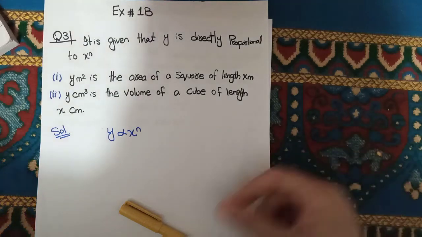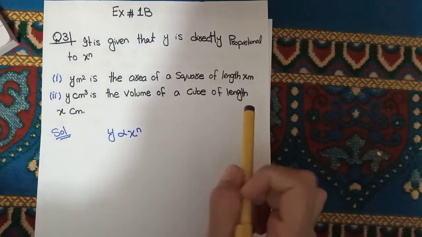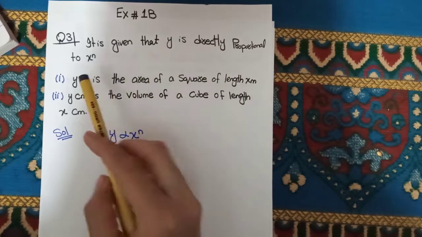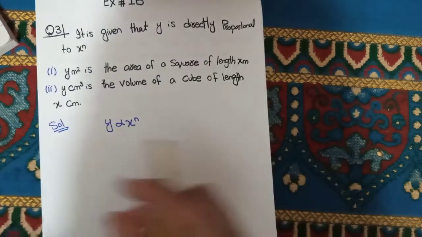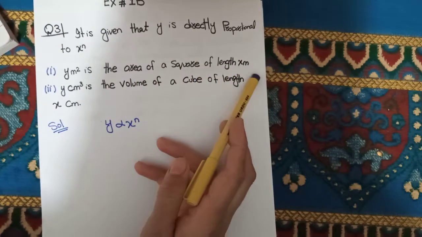Hello everyone, I am going to solve exercise 1b, question number 3 from New Syllabus Mathematics book 2 D2. The question is, it is given that y is directly proportional to x^n. There are two parts to this question. In the first part, y m² is the area of a square of length x m.